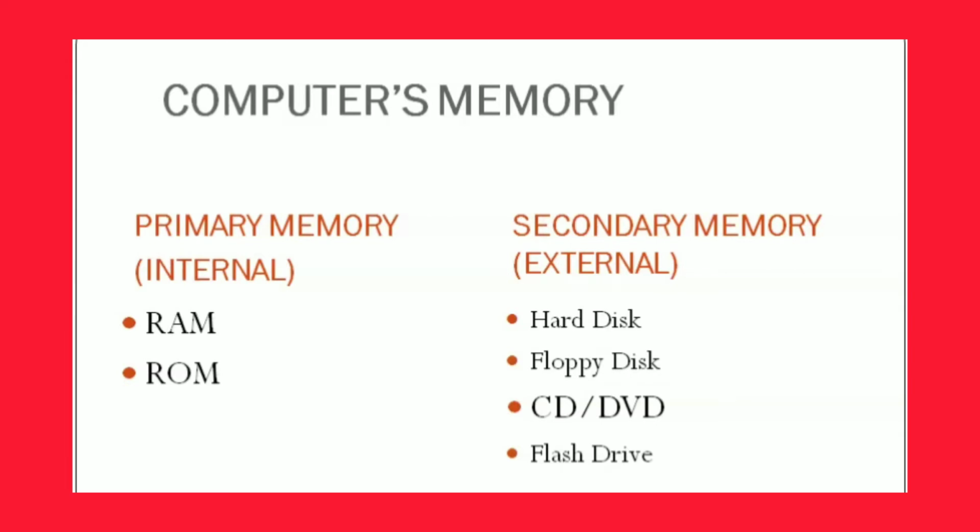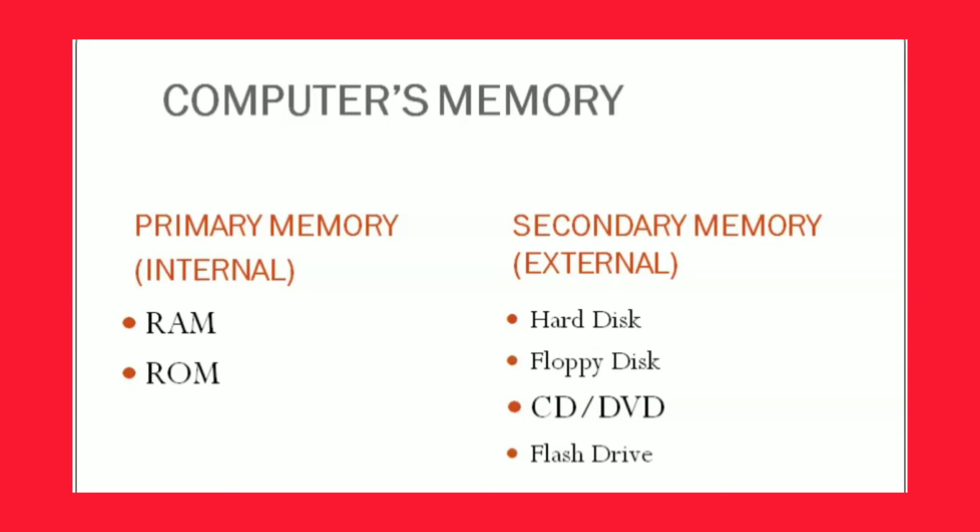Why is the primary memory called internal memory? Because this represents the memory of the computer. It is the storage in the chips located on the motherboard inside the computer. It holds all the important information that tells the computer how to work. The primary memory is also divided into two parts, that is the RAM, random access memory, and ROM, that is read only memory.